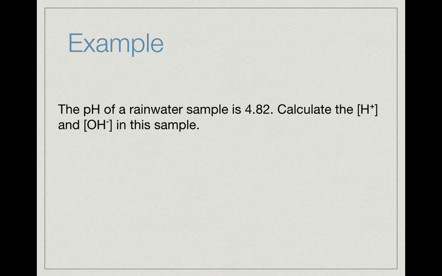Here's another example that we'll work out in class, and you can certainly try it before class. The pH of a rainwater sample is 4.82. We want to calculate the H plus and the OH minus concentrations in this sample. And so if we have the pH and we want the H plus concentration, we just need the inverse function, and we can say that the concentration of H plus is equal to 10 to the minus pH. So you can give that a shot before coming to class, but we'll work this one out in class.